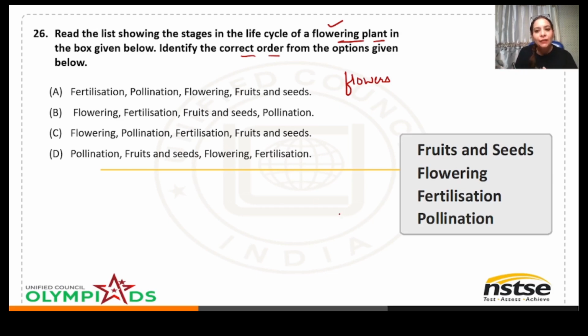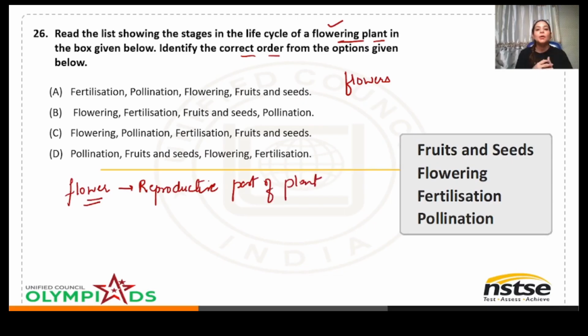Now let me tell you, in flowering plants, like out of these 4, let's understand this. First thing is, a plant must have a reproductive part of plant. That means it must have flowers. Okay, so reproductive part of plant is called flower. Why is it called the reproductive part? Because it contains the male and female parts in it. Okay, followed after it, what occurs? Basically, pollination occurs. Now what is pollination?